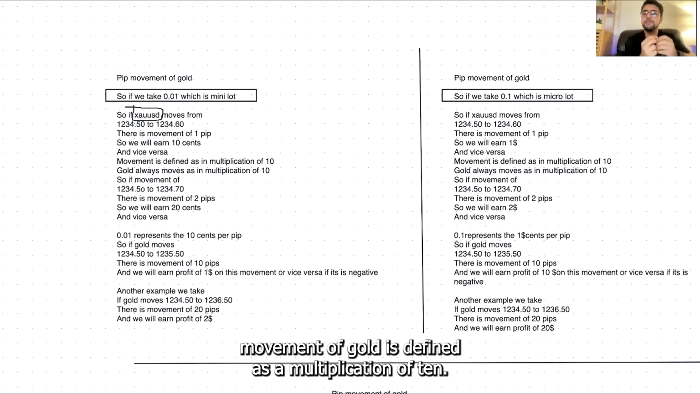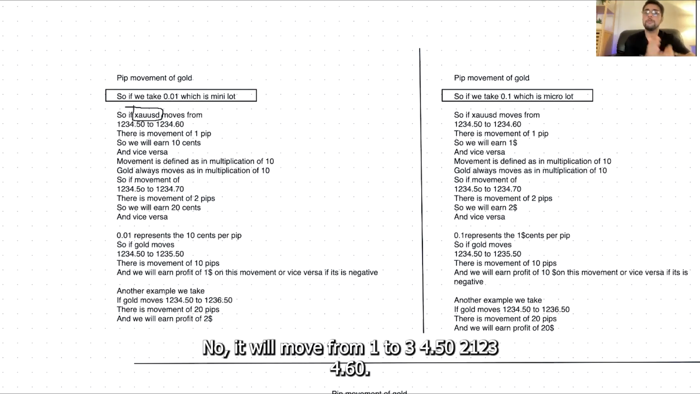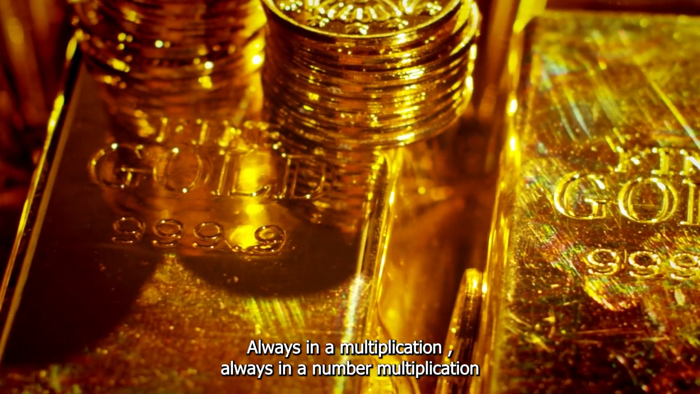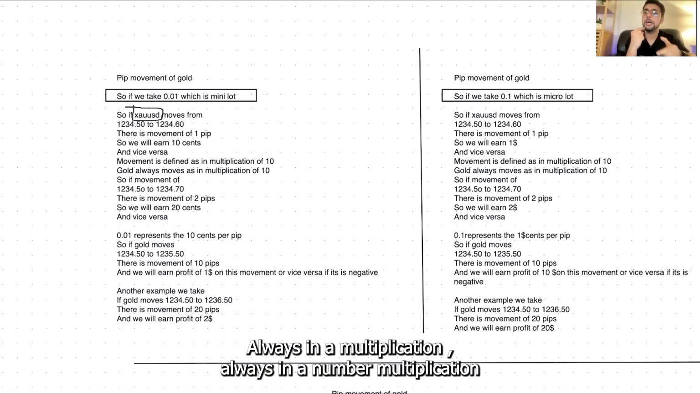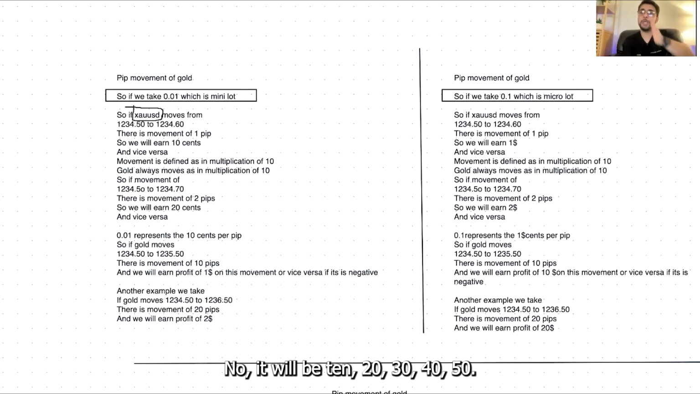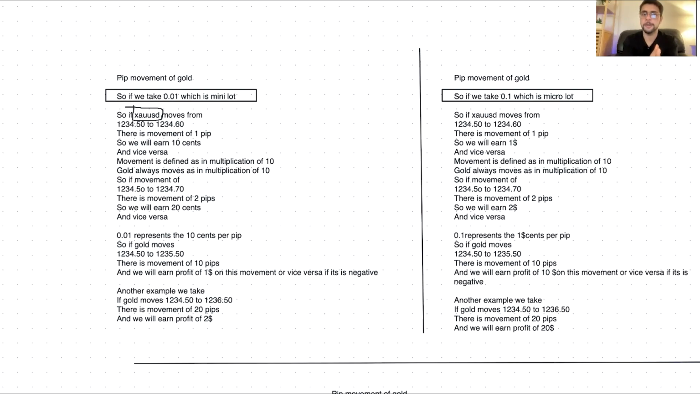The movement of gold is defined as a multiplication of 10. Gold always moves in multiples of 10. It cannot move from 1234.50 to 1234.55. No, it will move from 1234.50 to 1234.60. Always in a multiple of 10. It will not be 5, 10, 15. No, it will be 10, 20, 30, 40, 50. It will always move in multiples of 10, right?